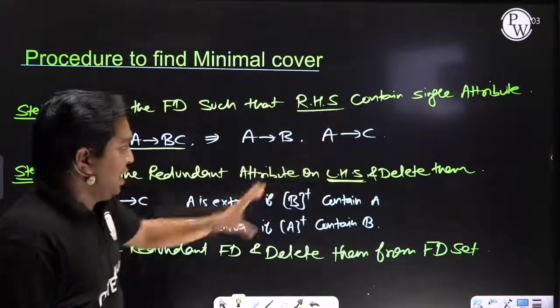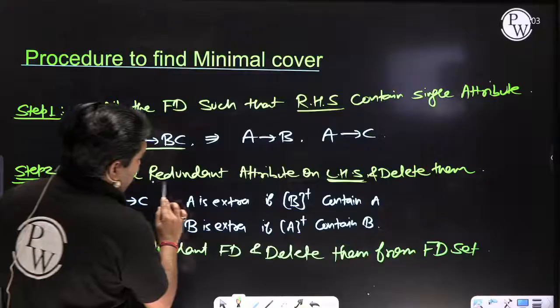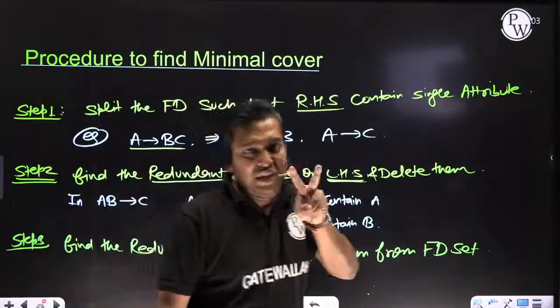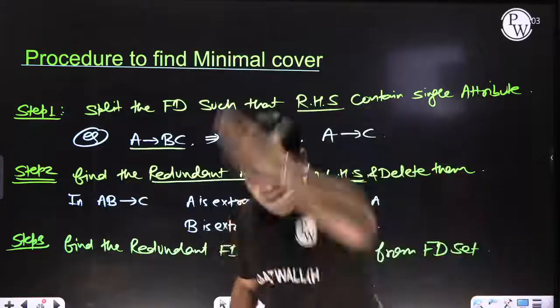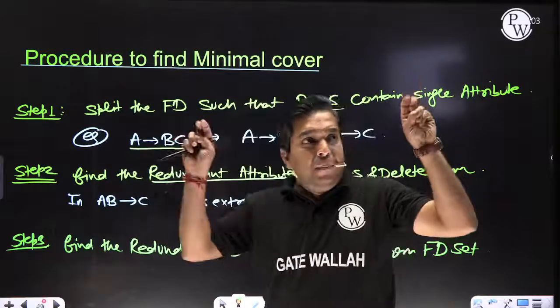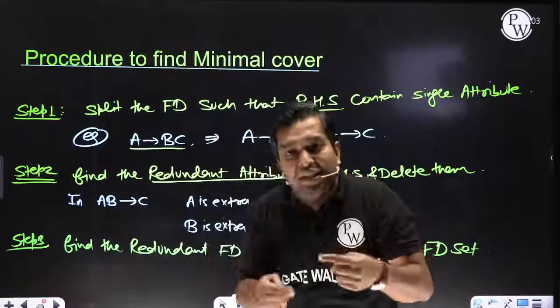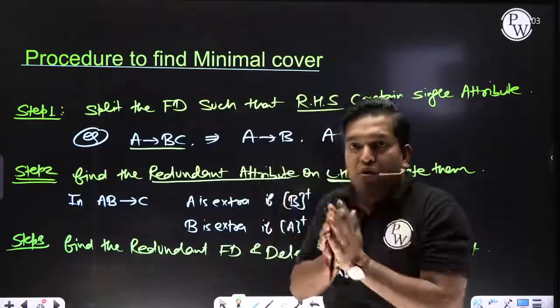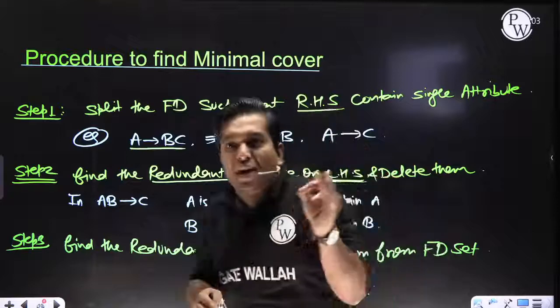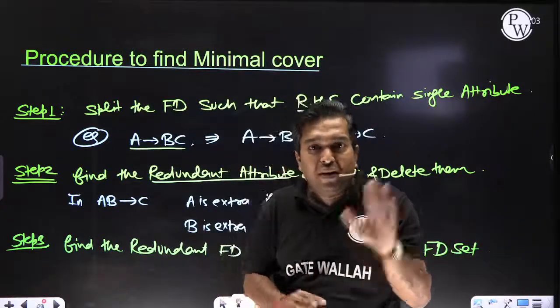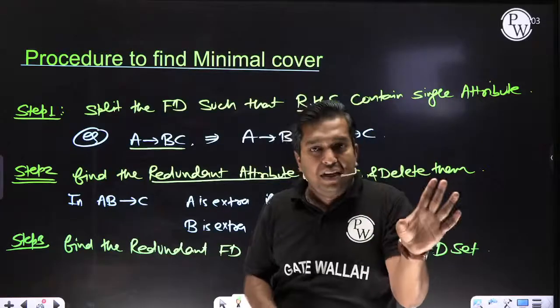Then we focus on the LHS, where there may be a redundant attribute. Redundant attribute has two definitions. Each and everyone listen carefully. According to the Korth book, and according to the Navathe and Ullman book, different concepts are given. So you will find more than one minimal cover also.